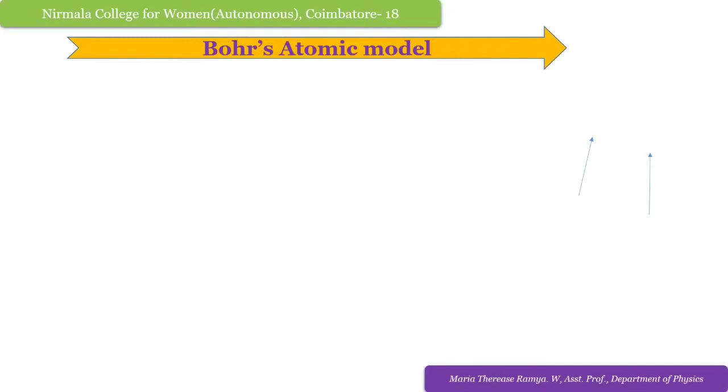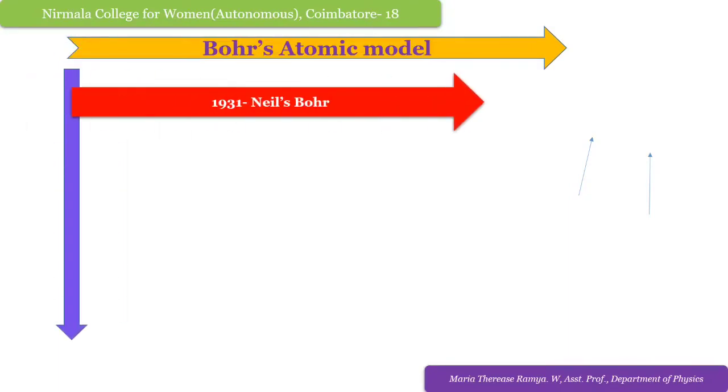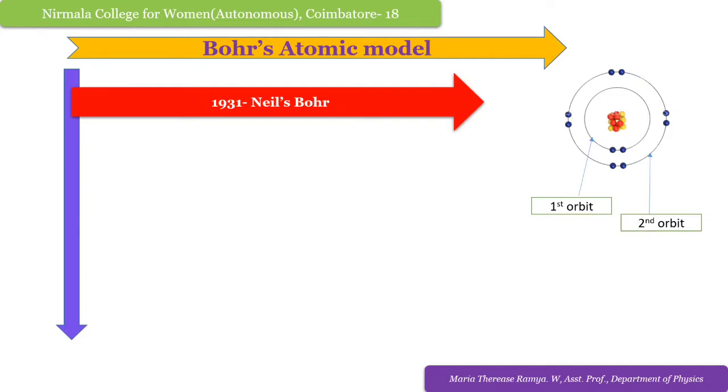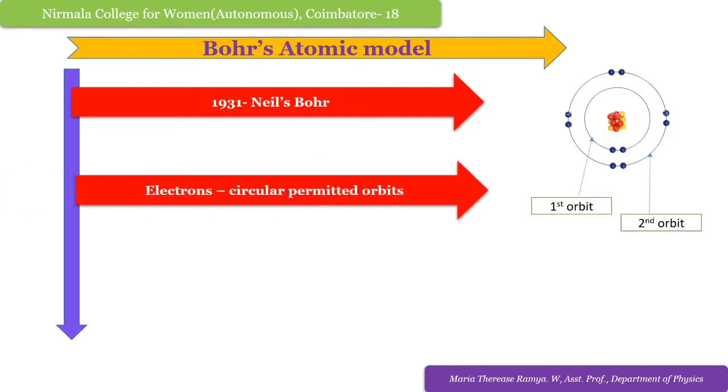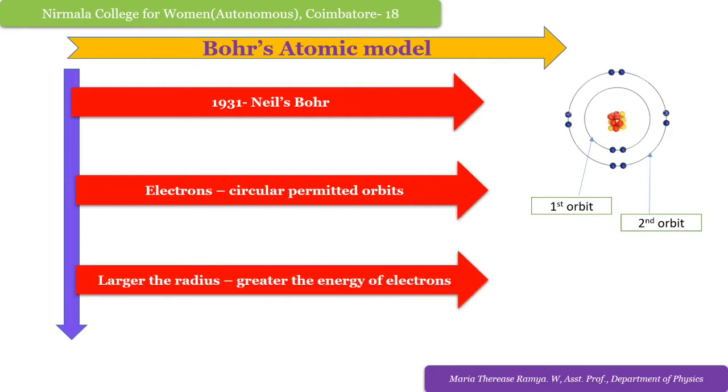First and foremost, according to Niels Bohr's atomic model, he put forward in 1931 that the protons and the neutrons are present in the middle and the electrons have circular orbits. The first orbit is next to the nucleus, and the next one is called the second orbit. He told that the electrons revolve around the permitted circular orbits. And he also put forward that the larger the radius of the shell, the greater the energy of electrons.